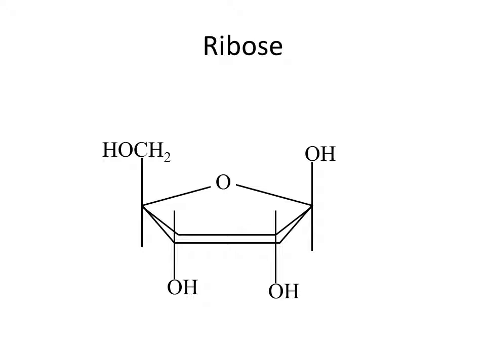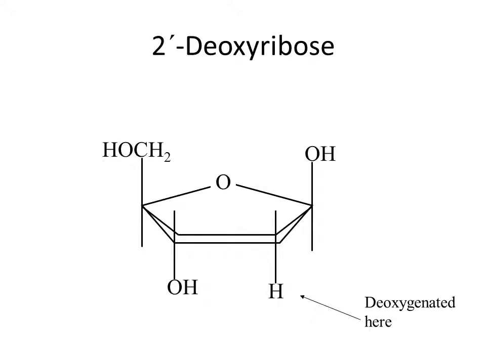We have ribose, which is a 5-membered ring sugar. There are 5 carbons in this ribose. This is actually written as beta ribose. The 2 hydroxy groups are written down, and the methyl hydroxy group is written up. And because this is beta hydroxy, the hydroxy group that is on the far right is also written up. Deoxyribose is the same thing as ribose, but on the number 2 carbon you have the oxygen removed, so it's deoxy.